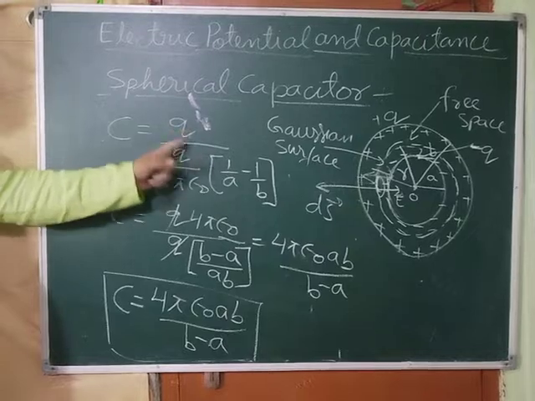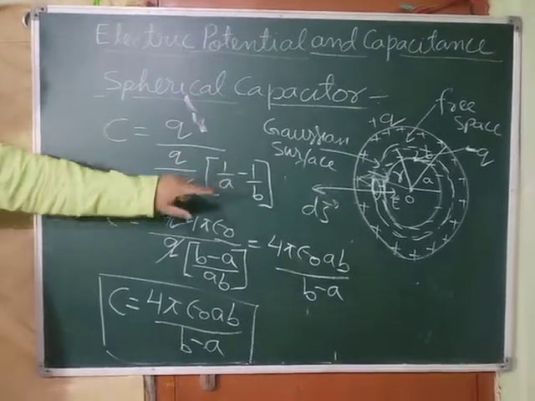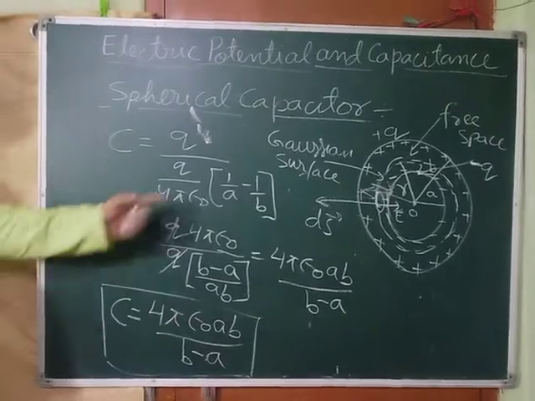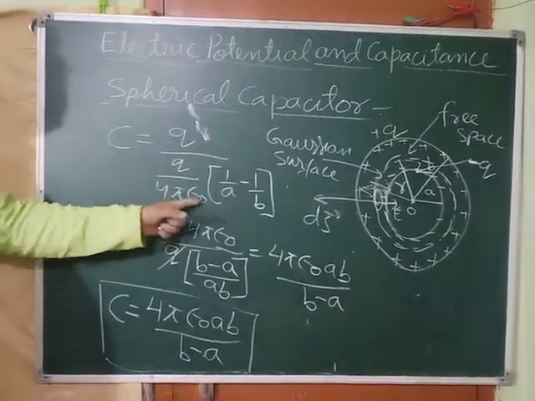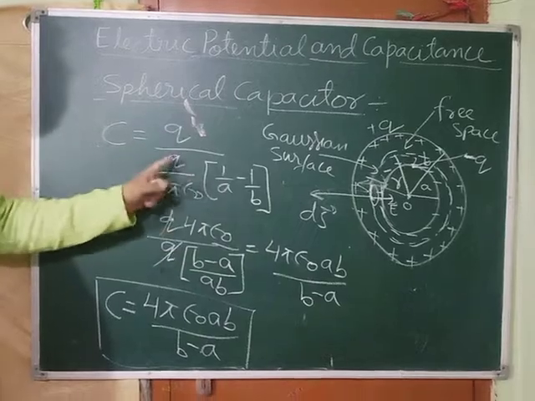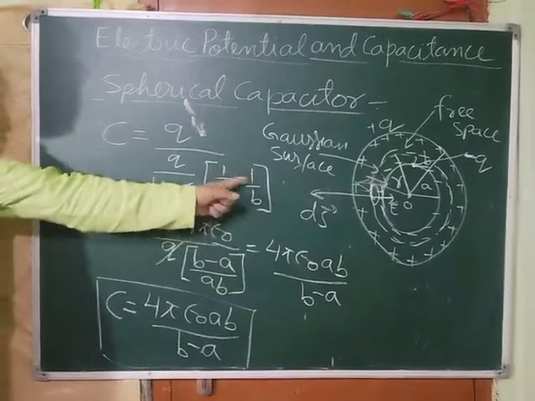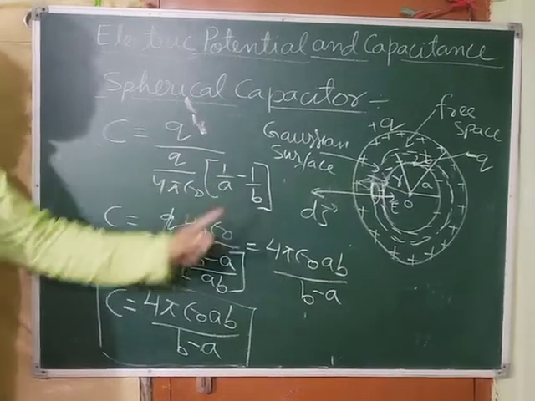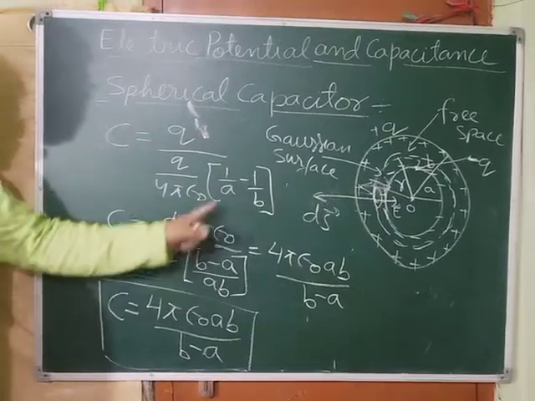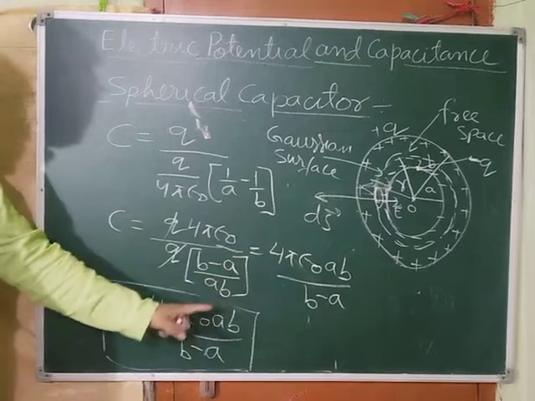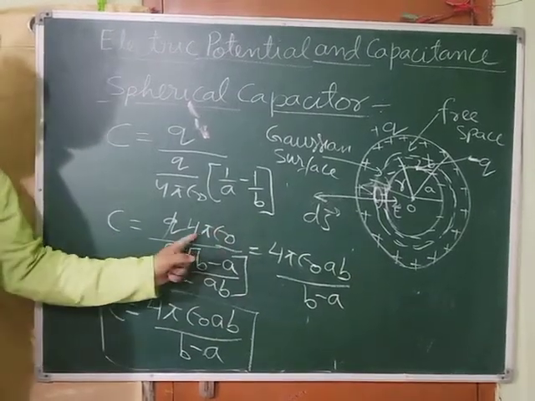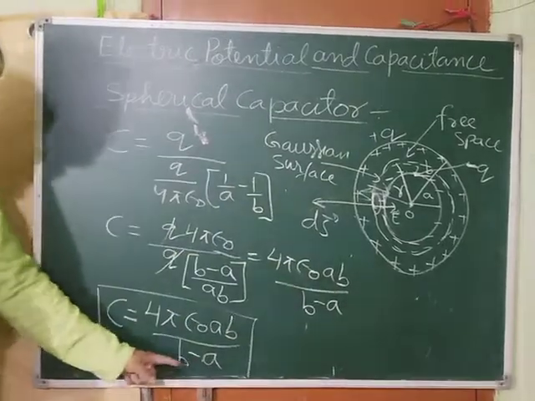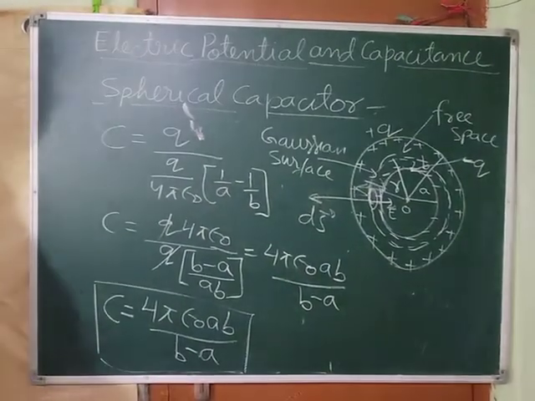C is equals to Q by V. Q is as it is. This is the value of V from equation 3. Okay. So we have kept the value of V from equation 3 in equation 4, and then we got this. So 4 pi epsilon naught will go up. Q will cancel out. LCM can be taken here. So AB is the LCM, B multiplied here, A multiplied here. B is positive. A multiplied by minus 1, so minus A. Okay. Now this AB will also go up. So 4 pi epsilon naught AB, and B minus A left in the denominator. Okay. So this is the capacitance of a spherical capacitor.